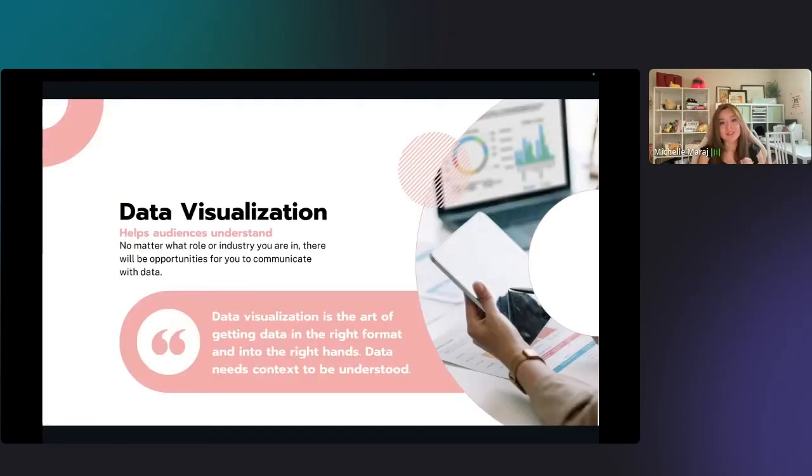Data visualization is so important because no matter what role or industry you're in, you're going to be using data and you're going to have to communicate in some way. Your data viz skills are really that art of figuring out what's the right format, what's the right data, and getting it to the right person, and making sure that you have the right context so that your story is understood.